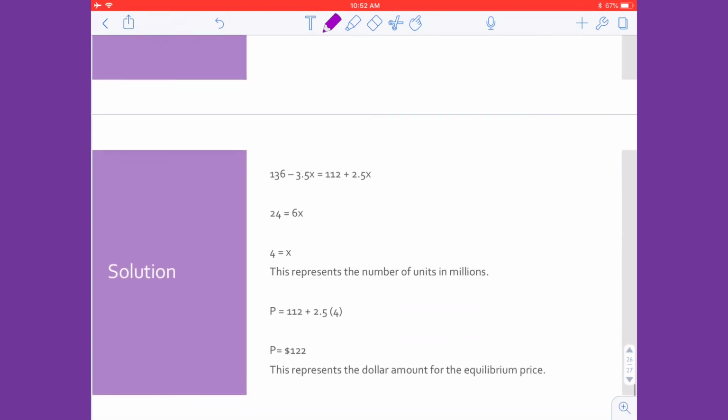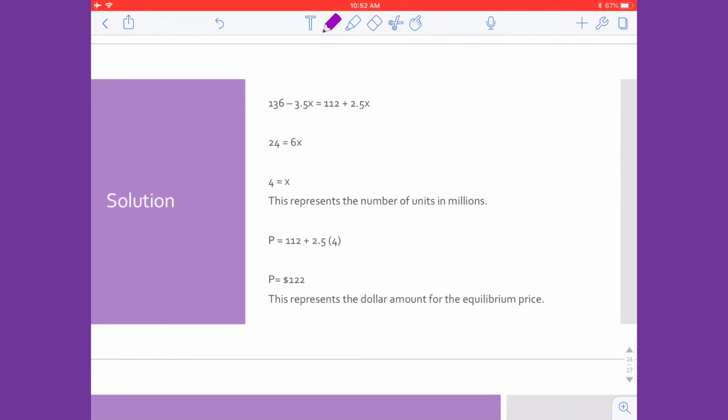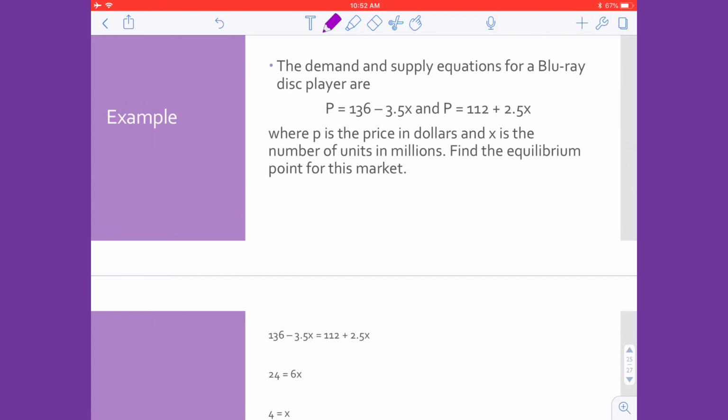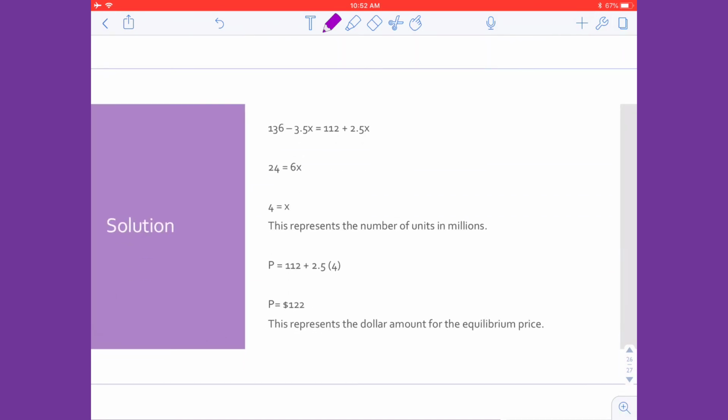So I'm going to take my two equations, set them equal to one another, and I'm going to find the value of X, which is 4. So this represents the number of units in millions that I'm going to sell. But if I want the actual equilibrium point, I'm going to go ahead and plug that into the value P, because P represents the equilibrium price, and when I solve, I get 122.